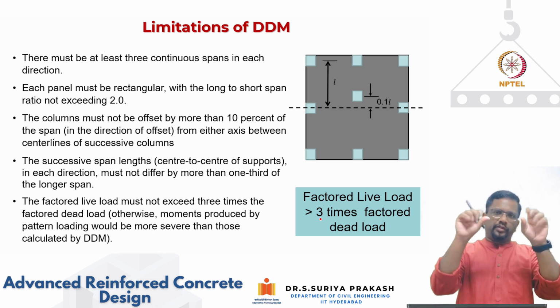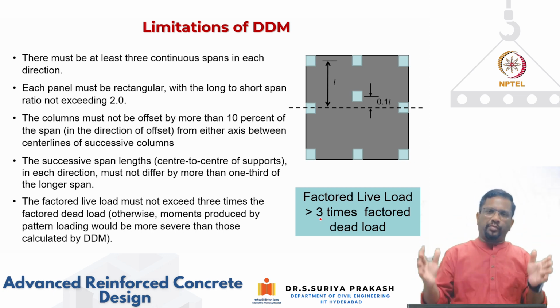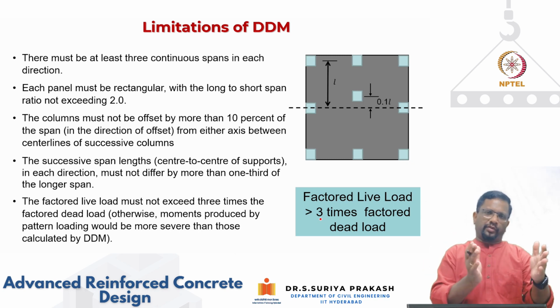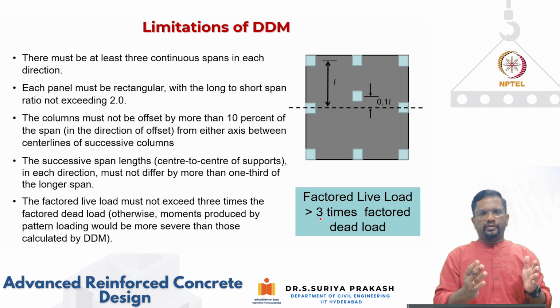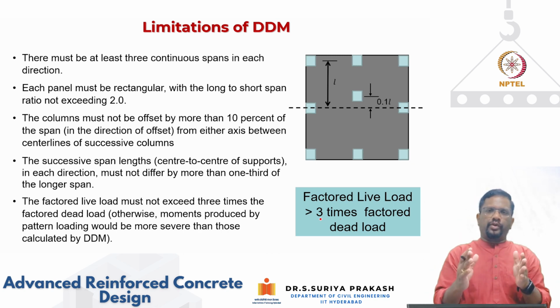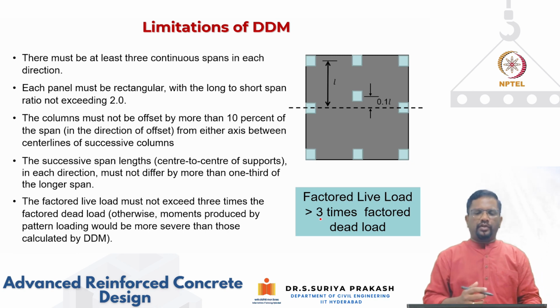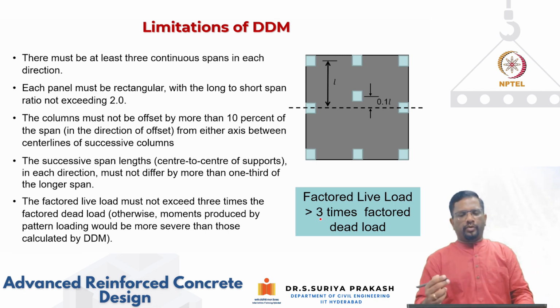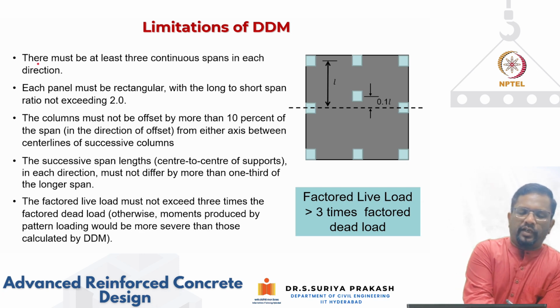Because when I derive these coefficients using single cycle moment distribution method, I have to set my boundary. The slab panels have to be within this, successive span lengths have to be within this, right? So I need to set the boundary to make sure that my approximation is valid, right? So what are the limitations or approximations we make? This panel should have at least three continuous spans in each direction.